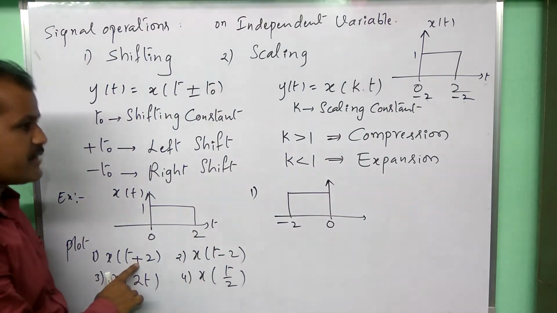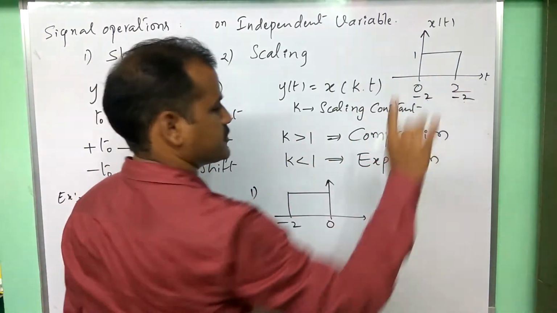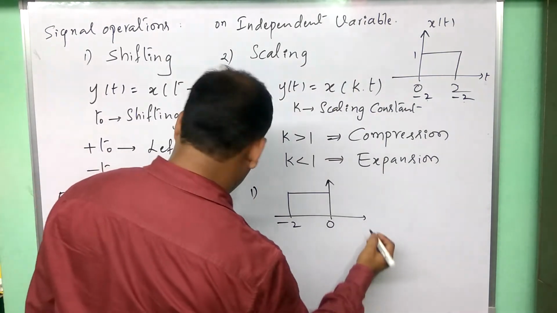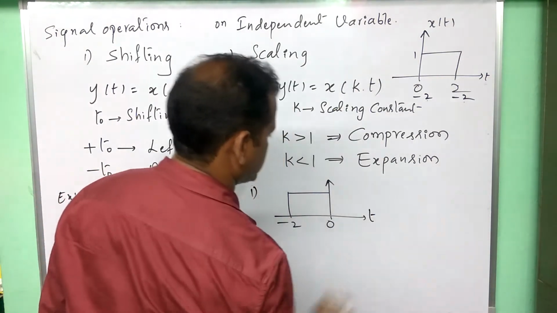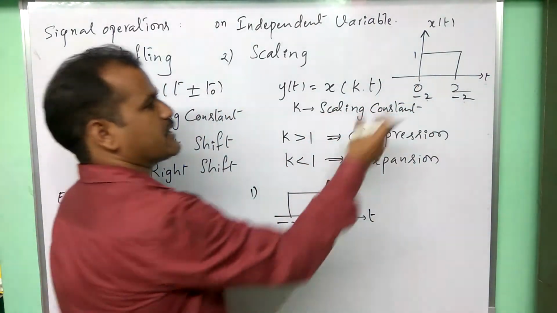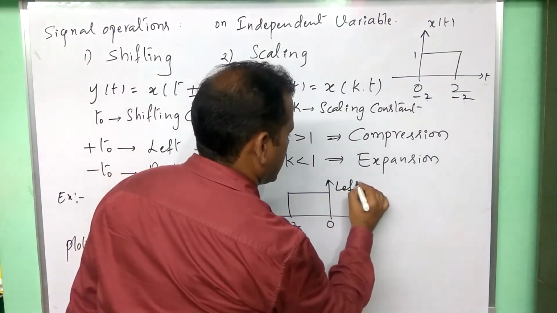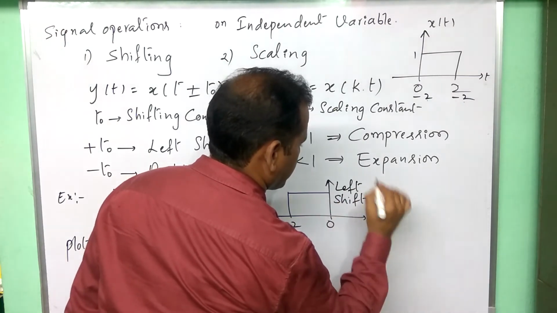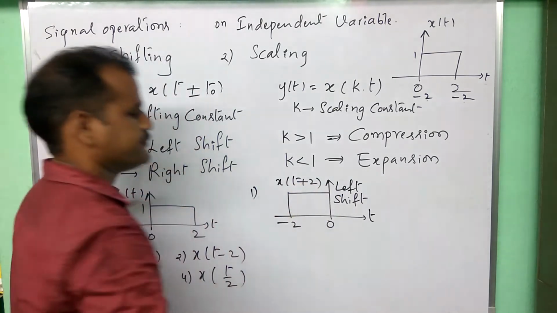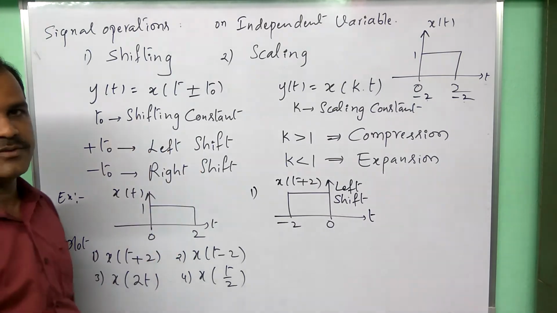Just observe: plus sign means you take minus sign. Plus 2 becomes minus 2. If you perform like that, you will get the result easily. This is a very good technique for performing the signal operation. Compared with the original signal, this signal is shifted to the left side. That is why we call it left shift operation, and the signal is x of t plus 2. Whenever plus t naught is there, it is a left shift operation.